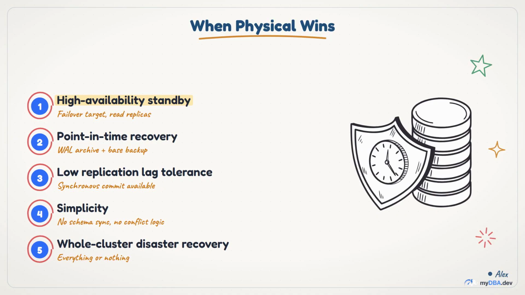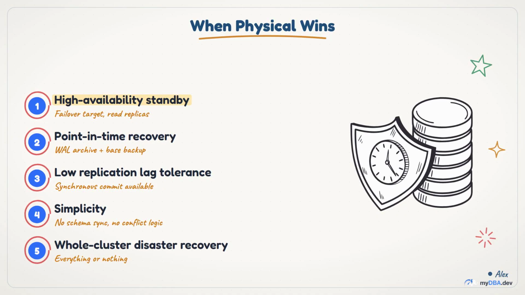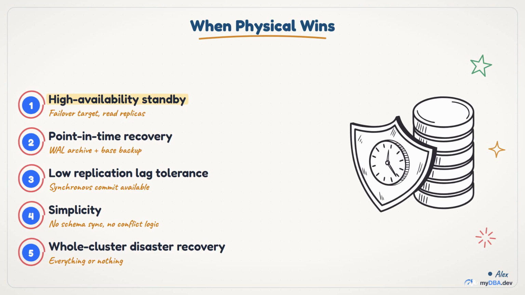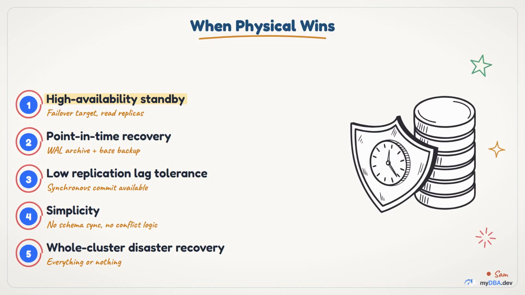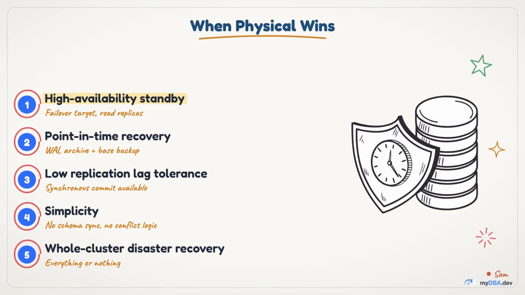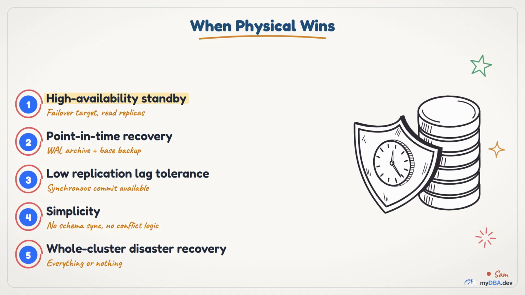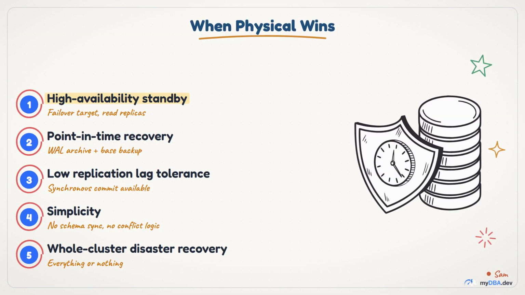Physical replication is your go-to for HA and disaster recovery. You get a hot standby that can take over instantly, and you can tune synchronous commit to reduce the risk of data loss on failover. And there's no schema drift to worry about. The standby is a perfect mirror. If you need the whole cluster protected and you're not mixing versions, physical is simpler and faster every time.